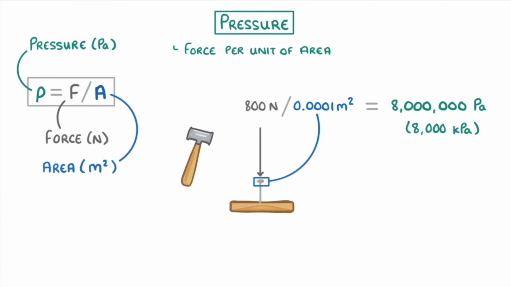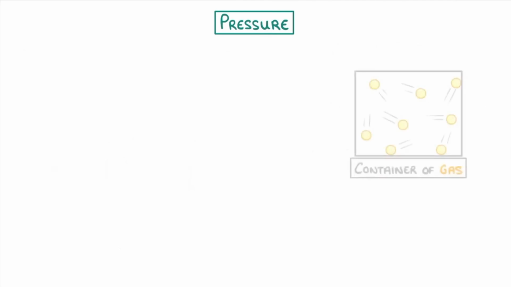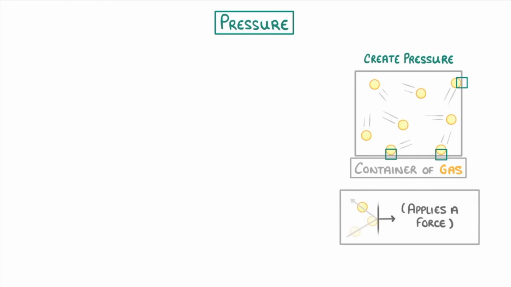In this case, the pressure was created from the collisions of solid objects, the hammer and the nail. In the case of fluids, which includes both liquids and gases, the particles that they are made of constantly bang into their surroundings and generate pressure. For example, if we had a container of gas, the collisions of the gas particles with the wall would create pressure, because each collision applies a force to the inside area of the container.